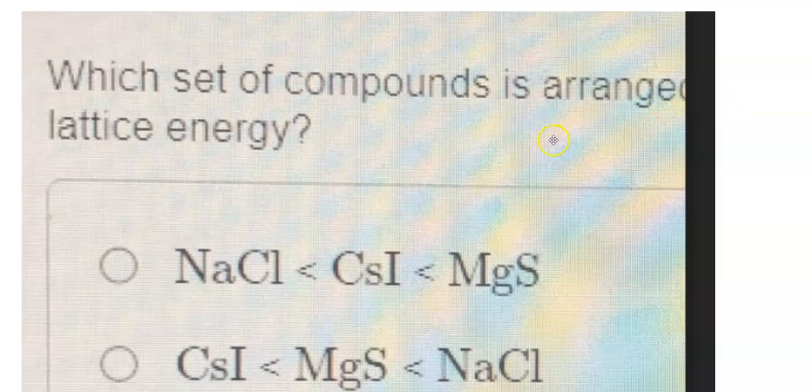It said which set of compounds is arranged by increasing magnitude. So we're looking for the one where it's small on the left and big on the right. Let's just plug in some numbers real quick. According to Coulomb's law, we just take the charge of each ion. So this is +1 times -1. The top here so far is -1. Cesium is also in family 1, iodine is also in family 7, so it is also a -1.